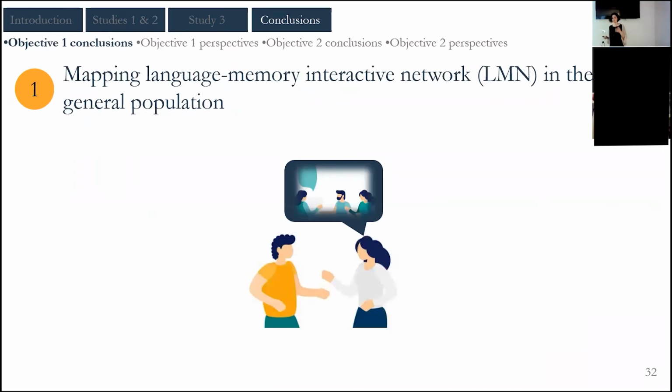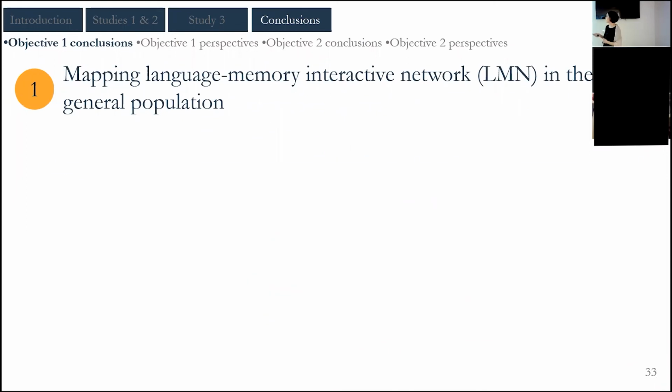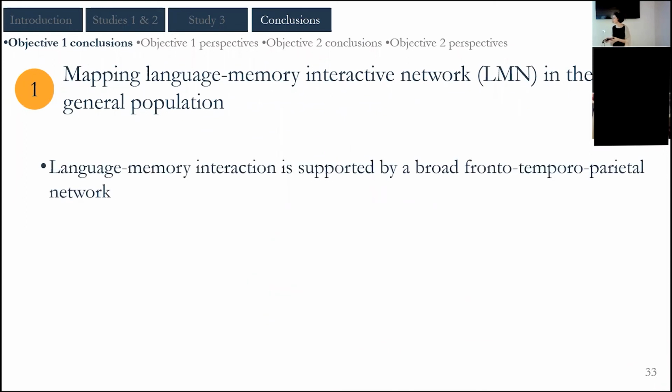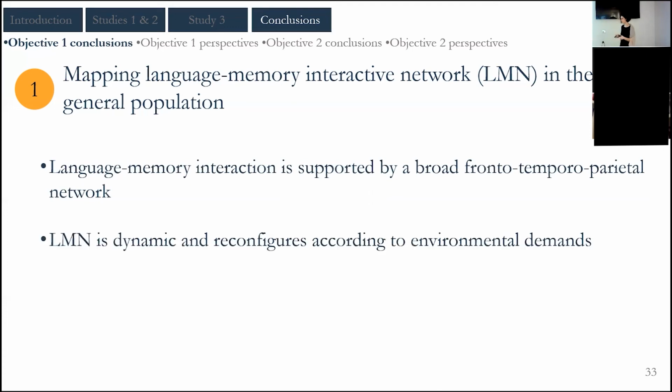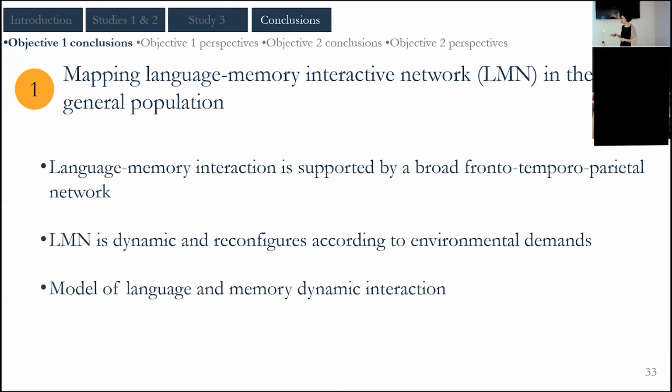As I mentioned, our first goal was to see how language and memory interact within their interactive language and memory network. We used a specific protocol to engage this interaction, and we found that we can indeed map it with our protocol, and that it is a vast frontotemporal parietal network that also includes subcortical structures. It is a dynamic network that reconfigures depending on our environmental demands.